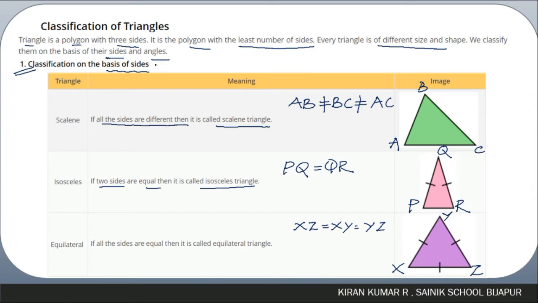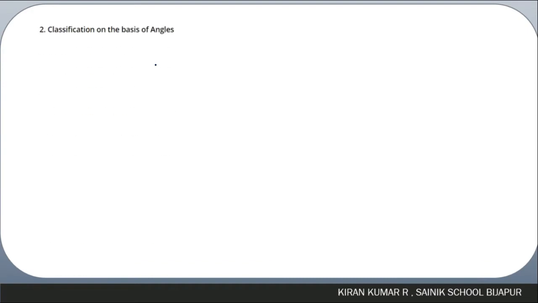Again, the triangles can be classified on the basis of angles. Based on the type of angle the triangle has, we define the acute angled triangle, in which all the three angles are less than 90 degrees. Right angled triangle: if one of the angles is 90 degrees, it is called a right angled triangle. Obtuse angled triangle: one of the angles is larger than 90 degrees.